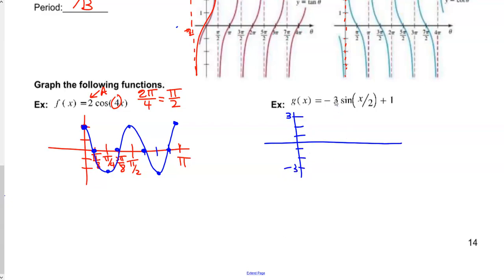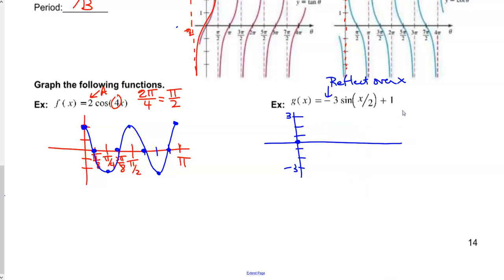Now notice I have a negative this time out front. That's going to be a reflection over the x-axis. So instead of starting at 0, 0 and going up and then down and then back up, we're going to start and go down and then up and then back down, okay?